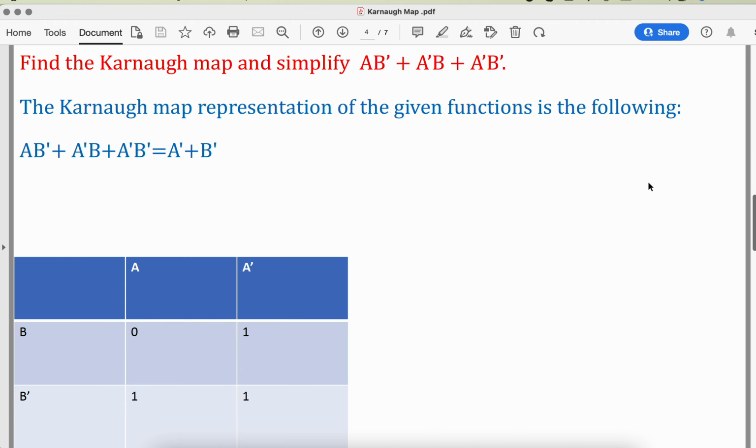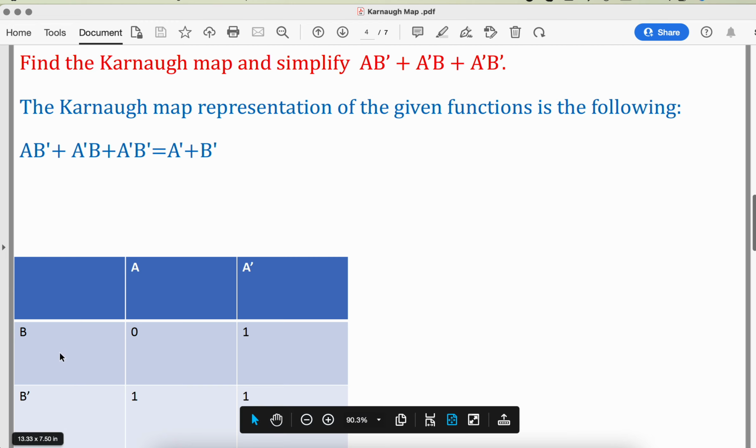Now one more example, AB' + A'B + A'B'. So AB, we don't have AB, so it is 0. AB', this is AB', so 1. A'B, here we have A'B, so it is 1. A'B', this is A'B', so it is 1.